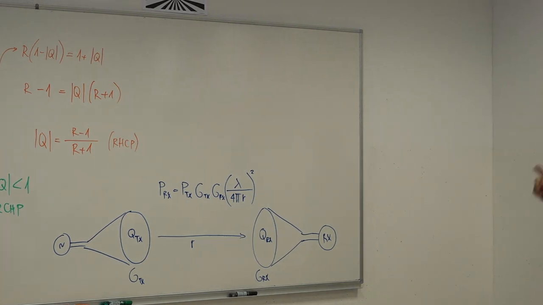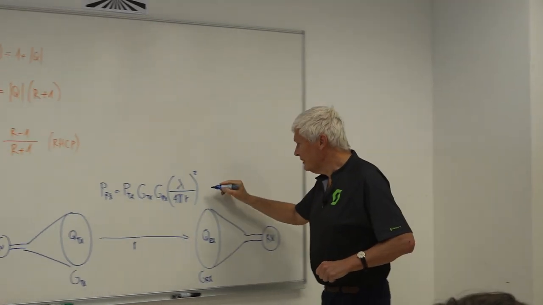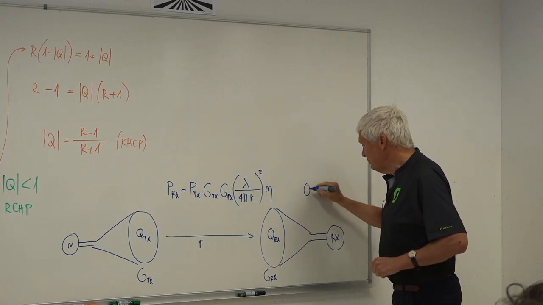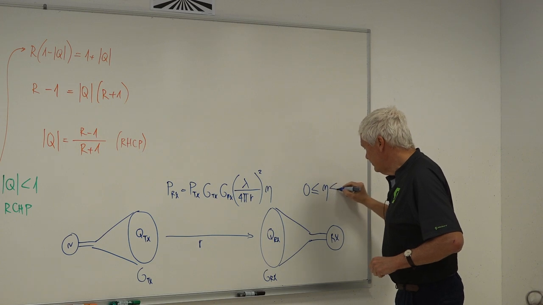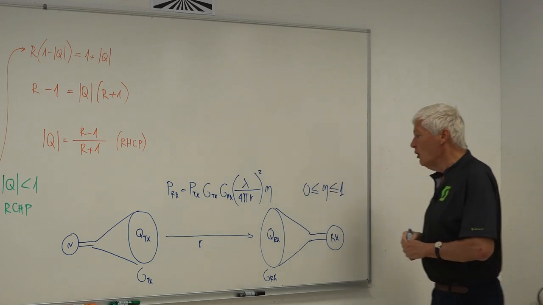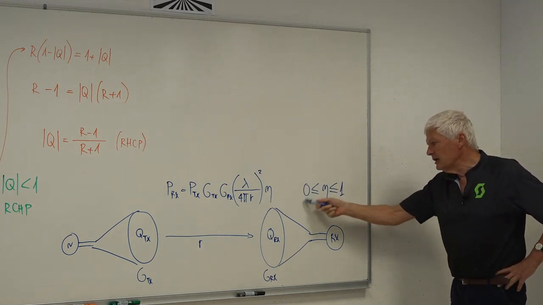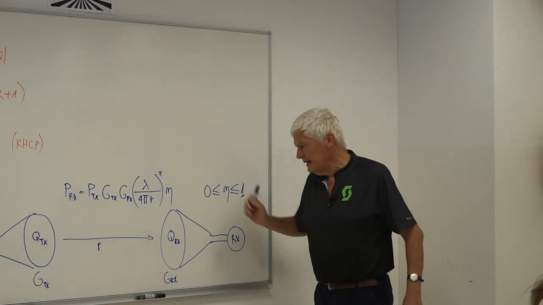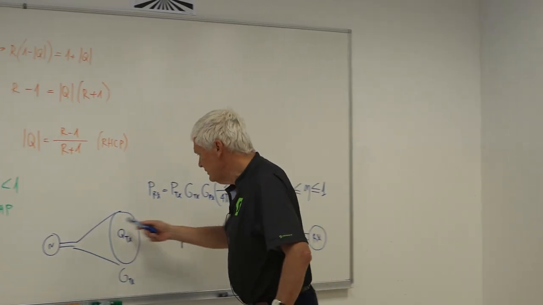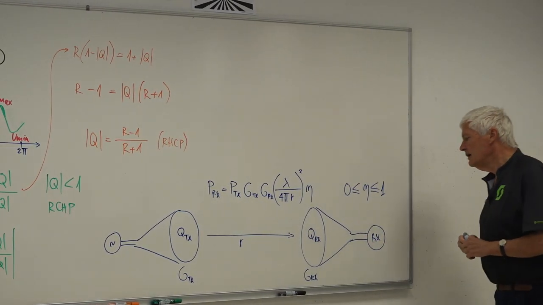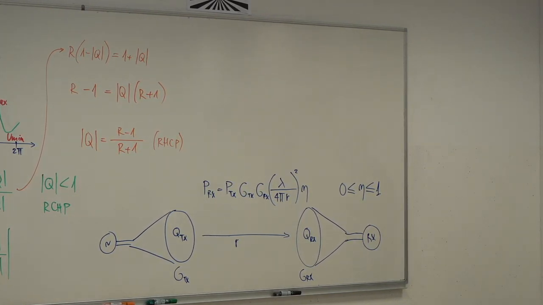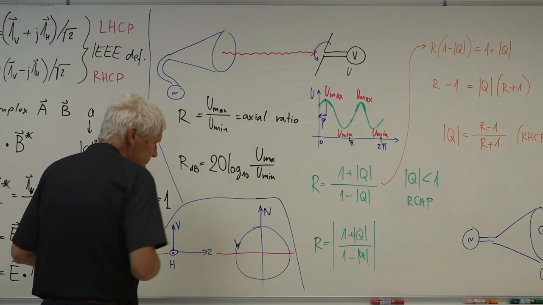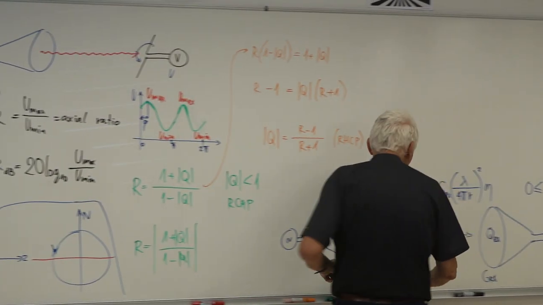If the polarizations do not match, then I have a further efficiency factor here, the polarization mismatch factor, which can span between 0 and 1. 1 is perfect polarization matching, 0 is perfectly orthogonal polarization or total polarization mismatch. And I can express this factor with the circular ratios of both the transmitting antenna and the receiving antenna, because we defined the ratio of the circular components here. And there's a formula for how to calculate this.